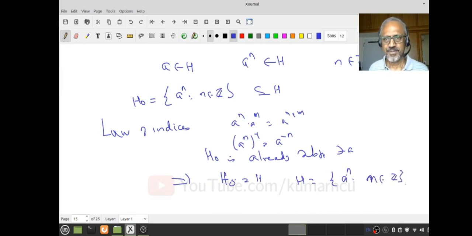Do you remember your algebra teacher, your group theory teacher, always defined this and said this is the cyclic subgroup generated by A? It was thrust upon you. Now we arrived at it. Do you see the difference? Have fun. So let me stop.